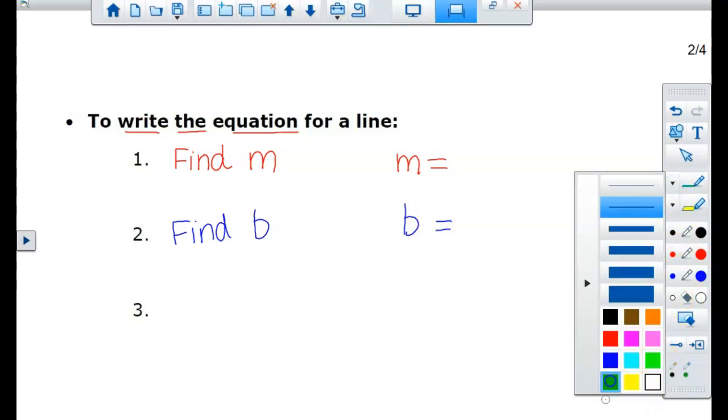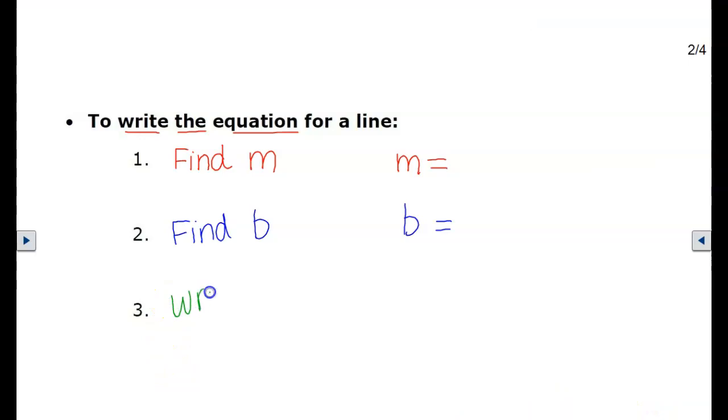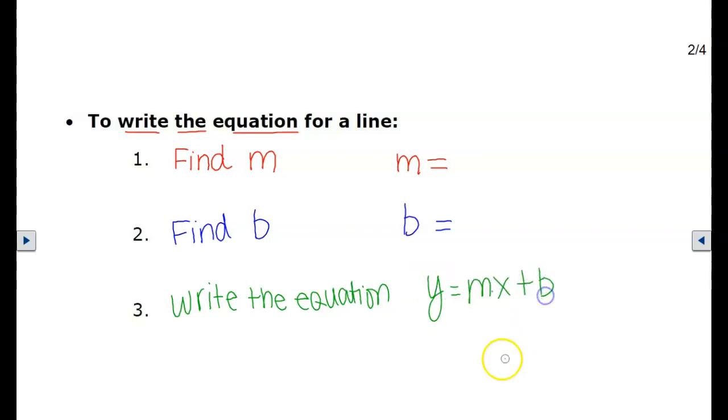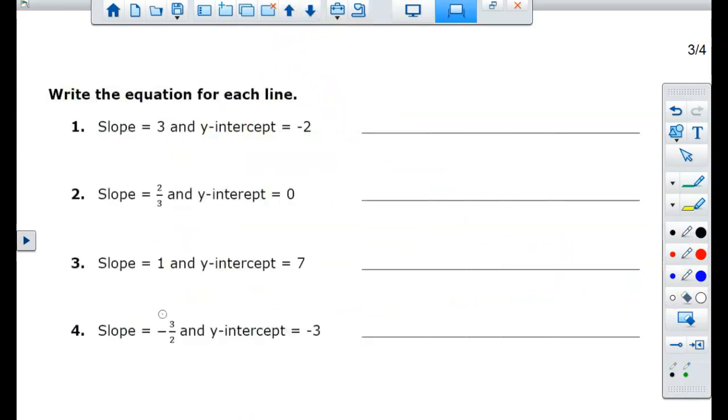And then the third and final step is going to be to write the equation. And that equation I'm going to want to see on your paper as y equals mx plus b. And we'll actually know what number to put right here where m is, and we'll know what number to put right here where b is. So we're going to find m, which don't forget is your slope. And we're going to find b, which don't forget is your y-intercept. And then we're going to use those two important pieces of information to write the equation for the line.